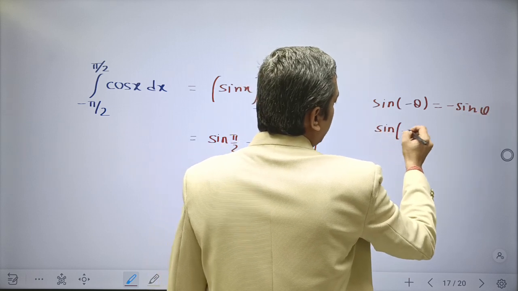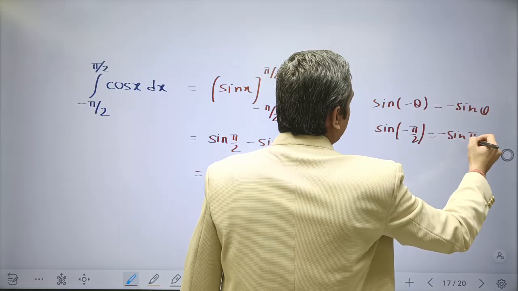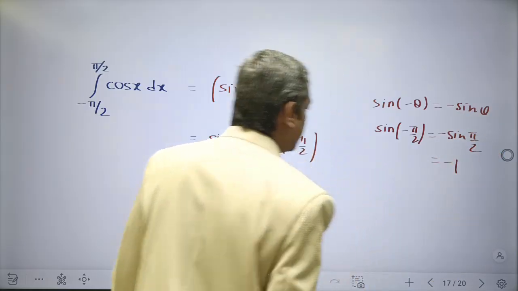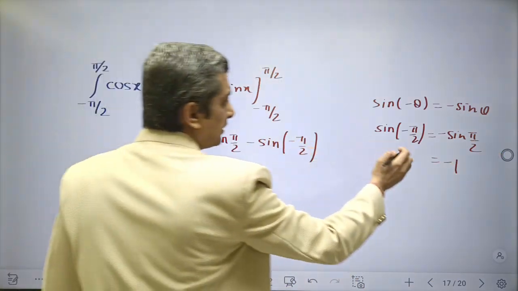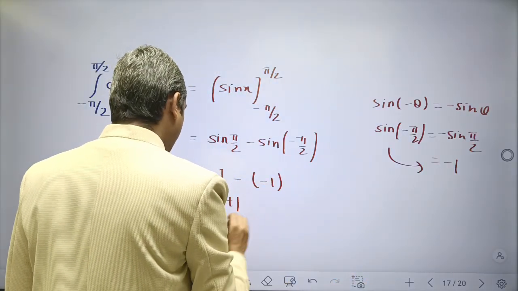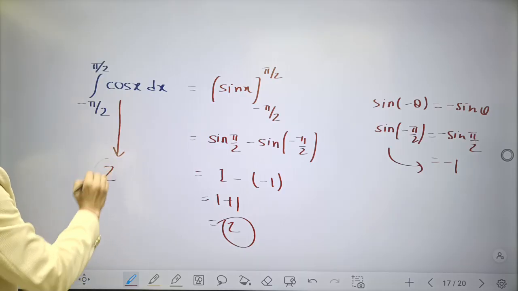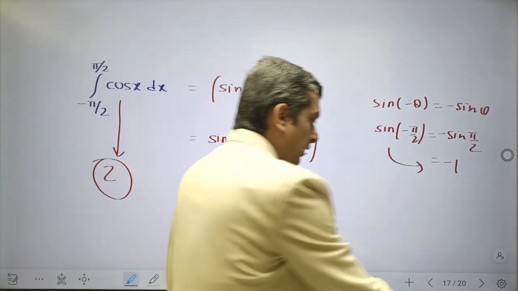It means that sine of minus pi by 2 is equal to minus of sine pi by 2, and this is equal to minus 1. So sine of minus pi by 2 is equal to minus 1, and this is 1 plus 1, which is equal to 2. This is the answer. So what is this? This has the value 2.